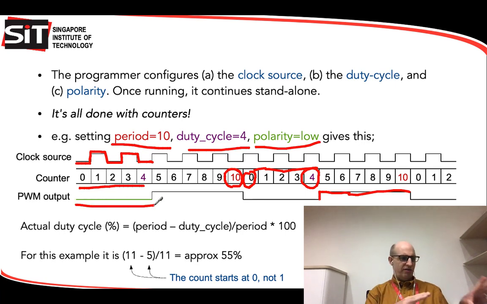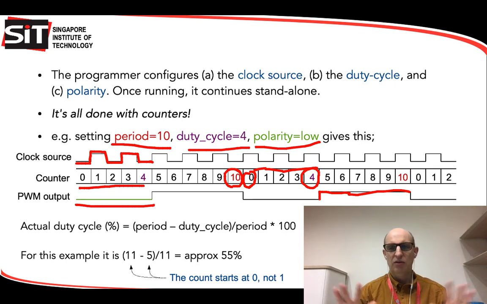So let's just start from count value 0. Count 0, 1, 2, 3, 4. 4 is the duty cycle register. We toggle the output high. 5, 6, 7, 8, 9, 10, we toggle the output low. 1, 2, 3, 4, high. 5, 6, 7, 8, 9, 10, low, and so on. But it's all done automatically. You set it up in software, and after that it just carries on.